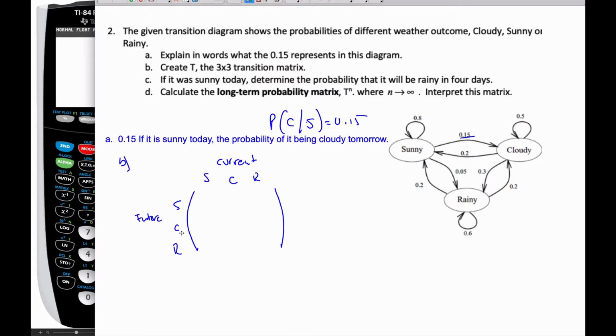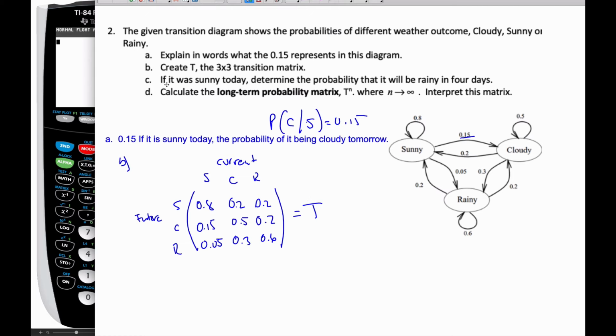And when I do that, I know that sunny to sunny is 0.8. Sunny to cloudy is 0.15. And sunny to rainy is 0.05. I should always double check that every column adds up to 1, and that's the case here. Moving on to cloudy, cloudy becomes sunny 20% of the time. It remains cloudy 0.5 of the time. And it becomes rainy 0.3, or 30% of the time. And again, checking, it adds up to 1. Rainy changing into sunny happens 0.2 or 20%. Rainy to cloudy is also 0.2 or 20%. And rainy onto itself is 0.6. And so this is my transition matrix T.